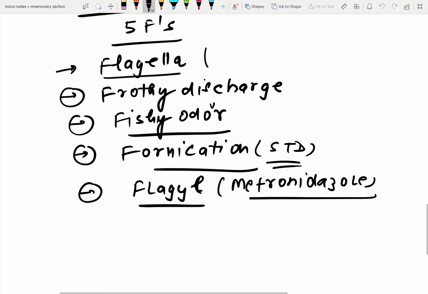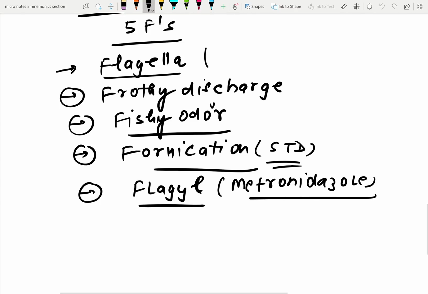Okay, the other name of this is metronidazole. So what are the 5 F's? It is flagellated. How many pairs? 5 pairs of flagella, and this is the one which does not have any cystic stage. It has only the trophozoite one. Frothy discharge is there in this, greenish frothy discharge. Okay, fishy odor is there in this particular one. Fornication, it is a sexually transmitted disease, because you have to treat both the partner and the patient. Okay, and the drug of choice is Flagyl. That is the drug of choice for this.